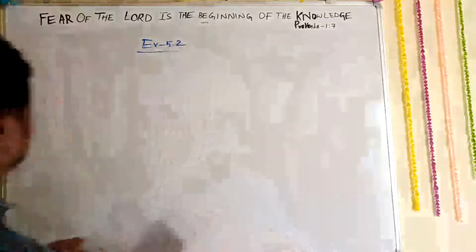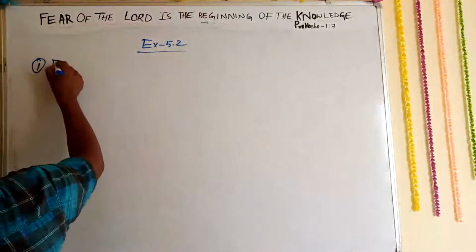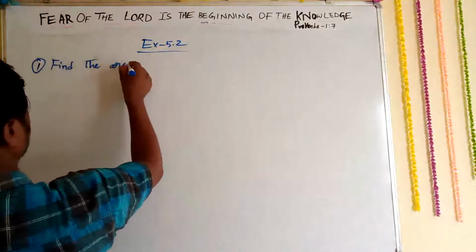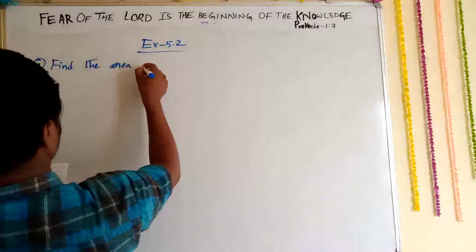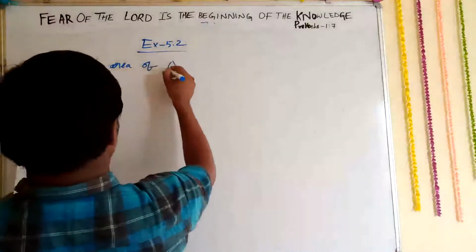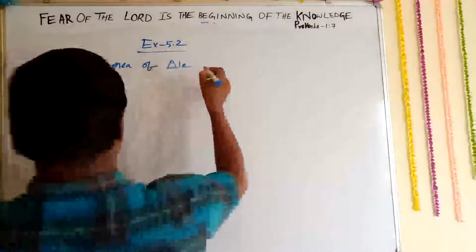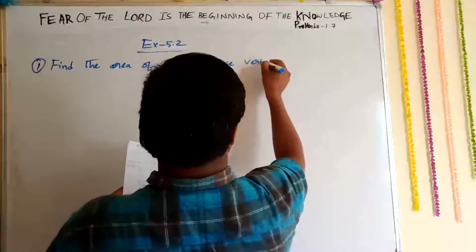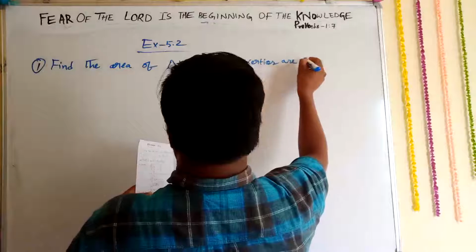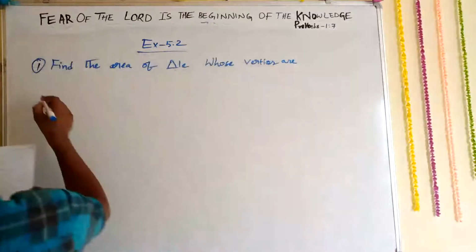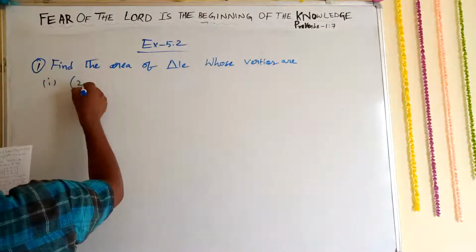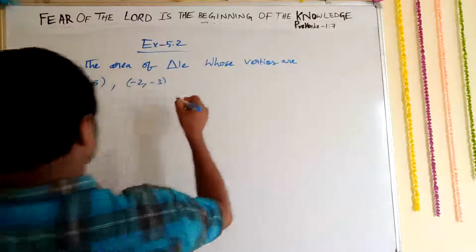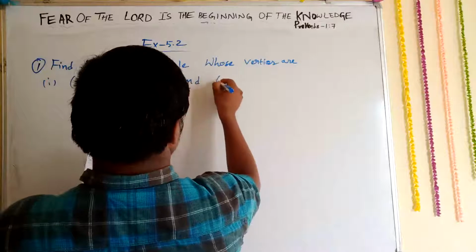Now we'll go for exercise number 5.2. First one: find the area of the triangle whose vertices are number 1, (2, 5), (-2, -3), and (6, 0).